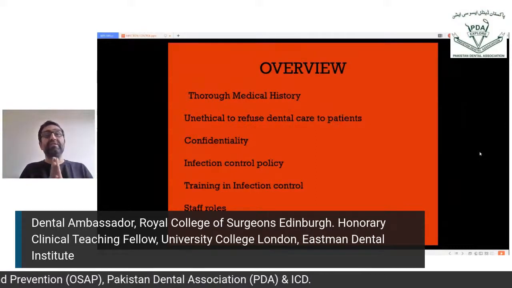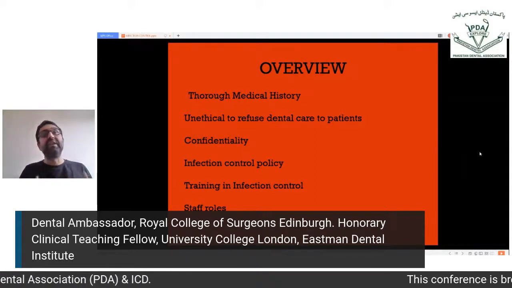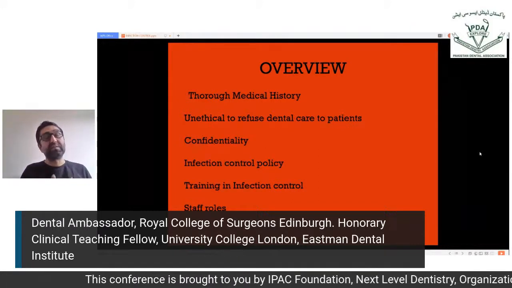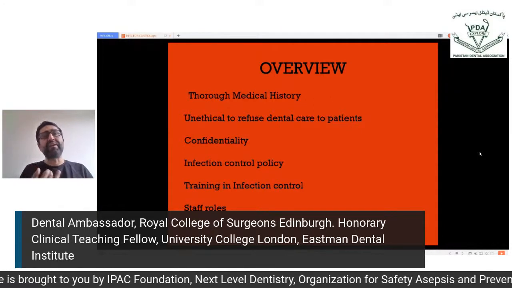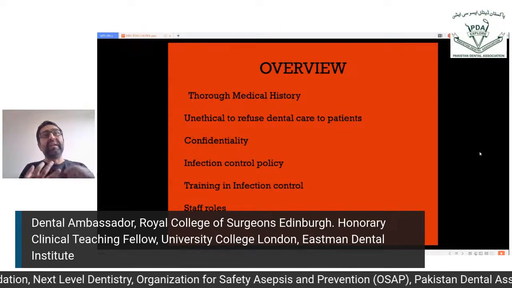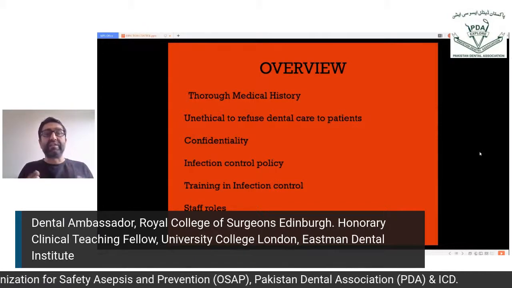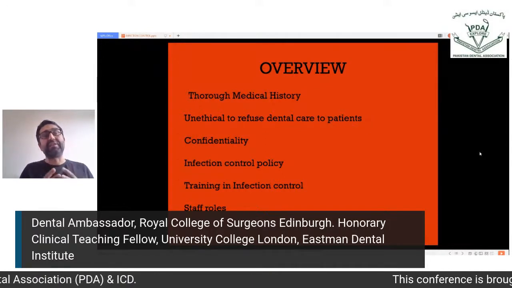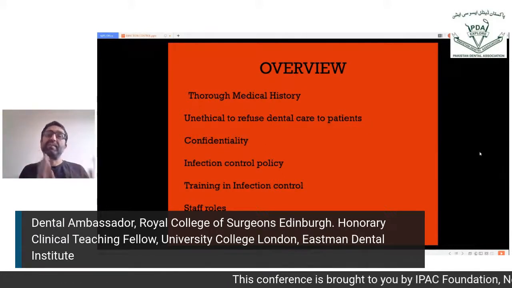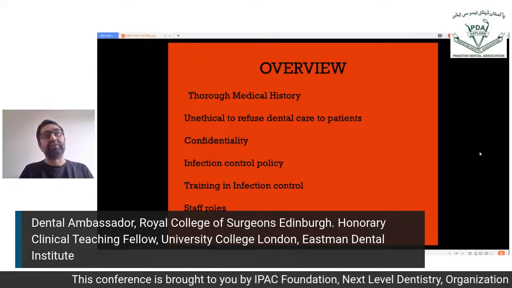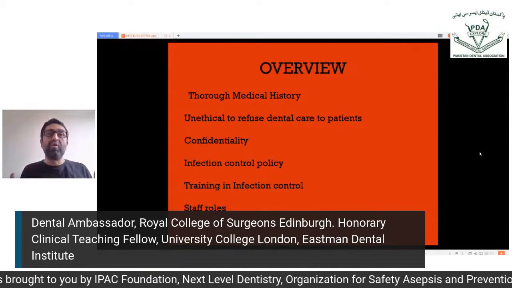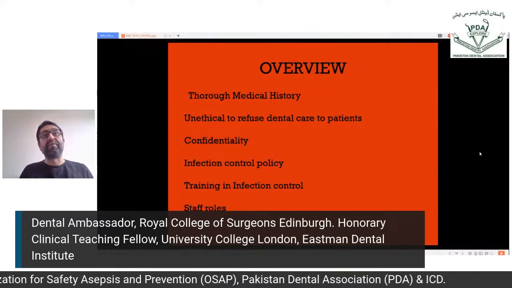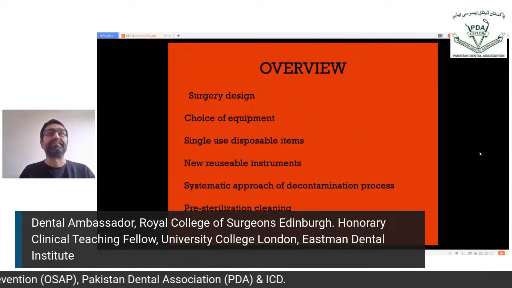So I'm not saying start doing it. As I already said early in the lecture, you need to start somewhere. That is very important. Every practice should have an infection control policy. Every practice should train their staff in infection control, and that is, again, very essential. And that has to be updated. Every staff member has a specific role in infection control. So that is, again, bringing the whole team together, the whole team forward, to achieve the best possible infection control in your practices.